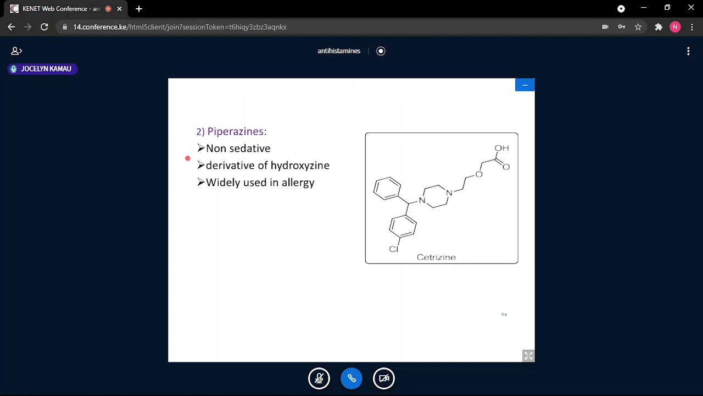Then again, the same class is repeated, and this we already have mentioned. The piperazine derivatives, and this again is a derivative of hydroxyzine, whereby, remember, our cetirizine. That was our cetirizine, and then this was CH2OH. So this was an alcohol, and that alcohol, we can call it 1, 2 ethoxy acetic acid derivative, that's carbon-carbon.